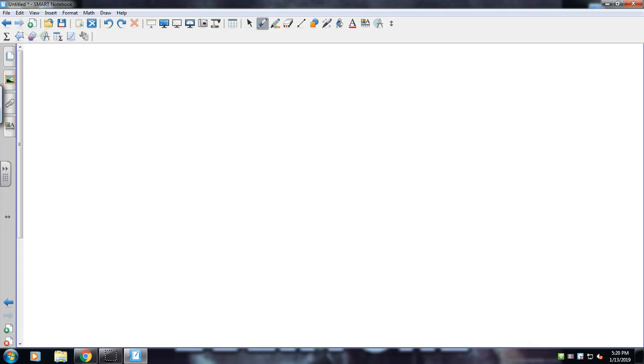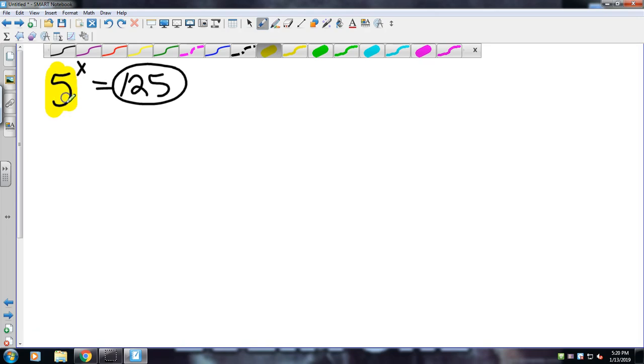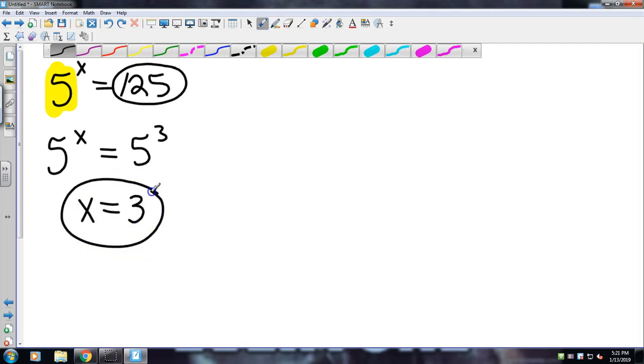Okay, so how about one where maybe the bases aren't the same? So let's go with 5 to the x power equals 125. Now, this is something that we probably could figure out. We could take 5 times 5 times 5 times 5, however many times it took to get to 125. But what I want to do is rewrite this 125 as a base of 5. That way they have like bases. And they will get a little bit more intense here in a minute. So that's going to stay 5 to the x. And this one, if I took it to a power, 5 times 5 is 25. 25 times 5 is 125. So that's 5 to the third power. And so now that I have like bases, all I do is set the exponents equal to each other. Again, just starting off with a nice basic one. And that's x equals 3.